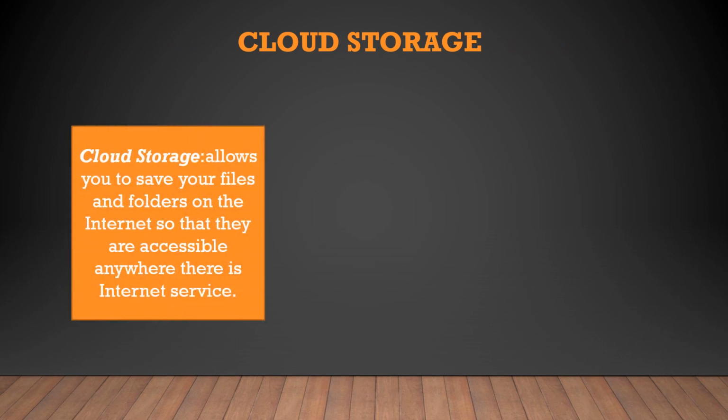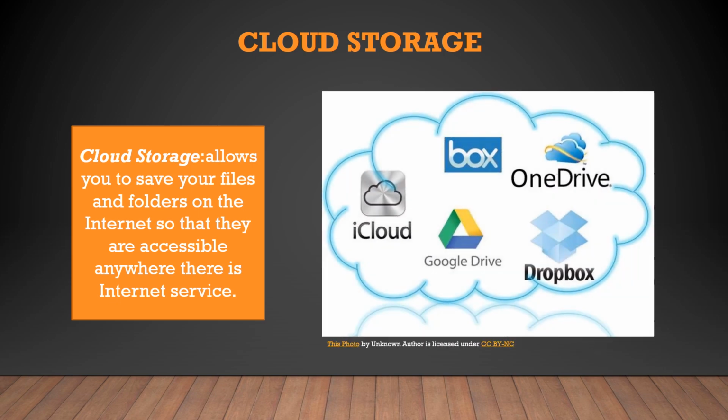Cloud storage. Cloud storage allows you to save your files and folders up on the internet so that wherever you go, they are accessible to you anywhere there is internet service. There are a variety of different types of cloud storage. You might be familiar with Dropbox, OneDrive, Box, iCloud. Google Chrome also has a cloud storage called Google Drive. And if you notice again, the Google Drive icon is the little triangle that has the blue, the gold, and the green.